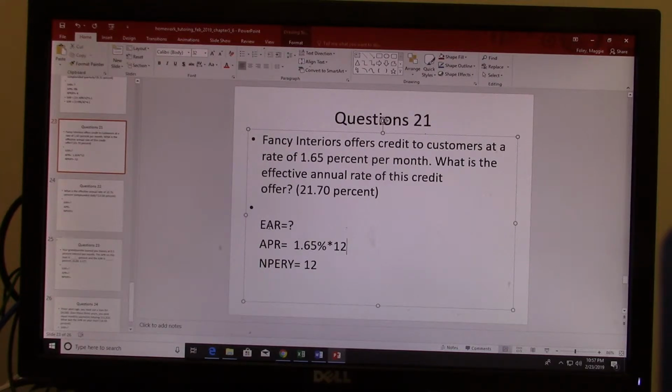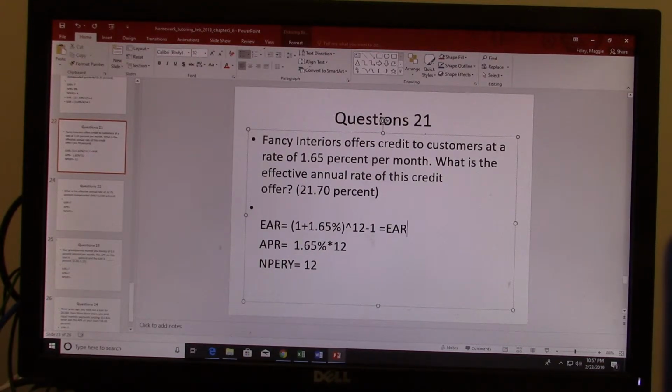APR is adding them up. EAR is compounded. If I write the equation here, EAR should be 1 plus 1.65%, compounded how many times in a year? 12. Subtract 1. That's EAR. So you see the difference between EAR and APR.